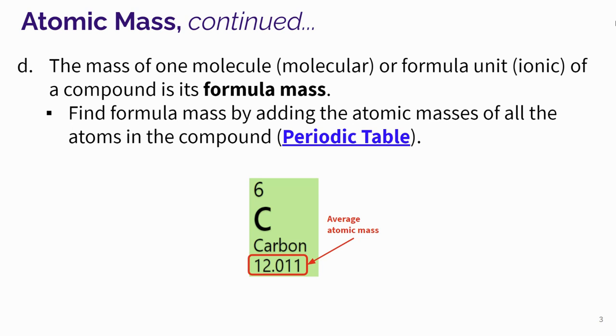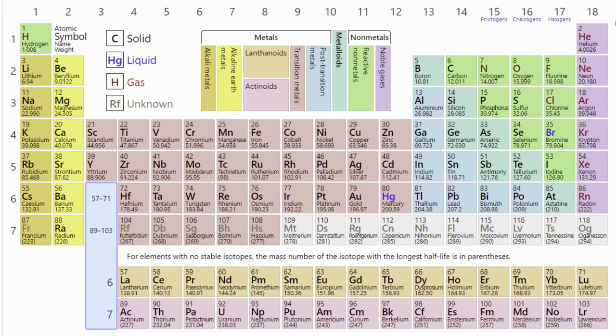Here is a block from the periodic table for the element carbon, whose average atomic mass has been highlighted in red. If you are looking at these slides that are linked on our agenda, you'll find that the periodic table takes you to a website called ptable.com. That's ptable.com, and it will look like this.